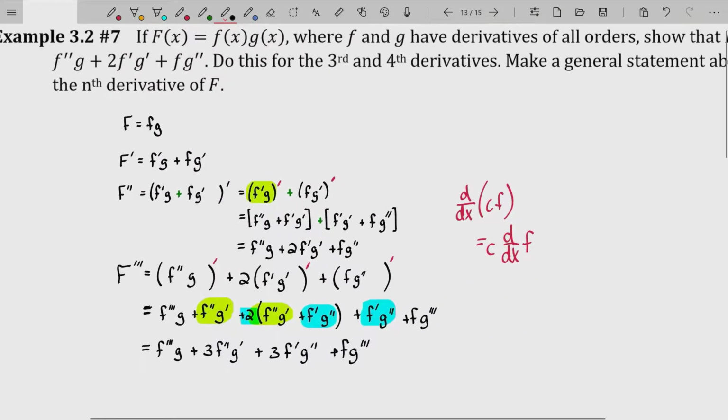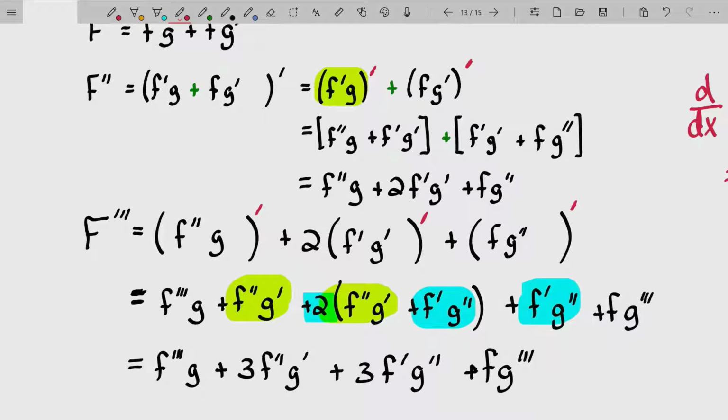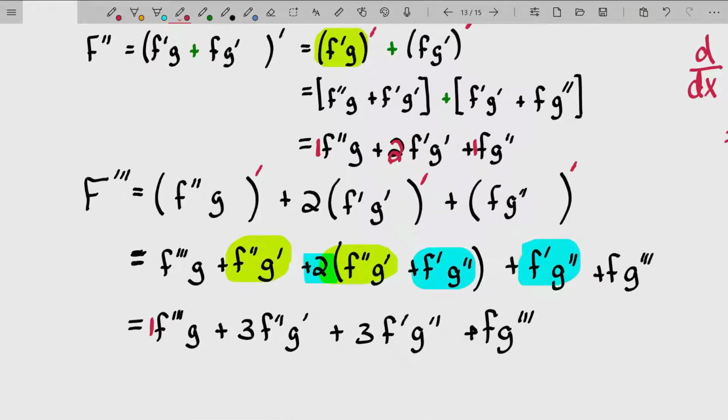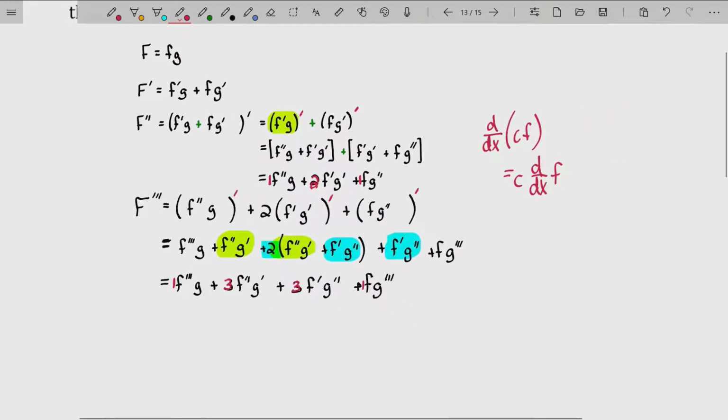So let's see, do this for the 3rd and 4th. So we've done the 3rd, and now we're to the 4th. I want to just showcase something. Coefficient here was 1, 2, and a 1. The coefficient here was 1, 3, 3, and a 1. You should notice something with these numbers already. If you don't notice, then the 4th derivative should do it.